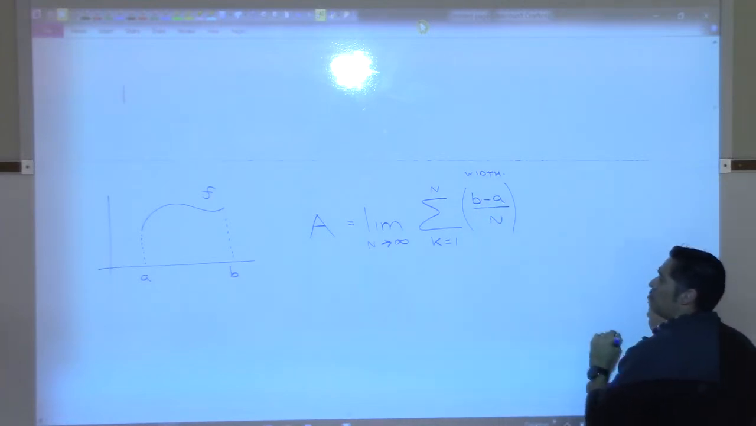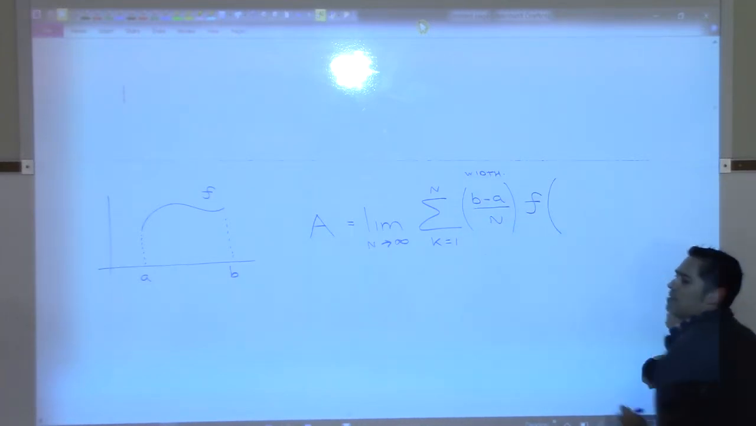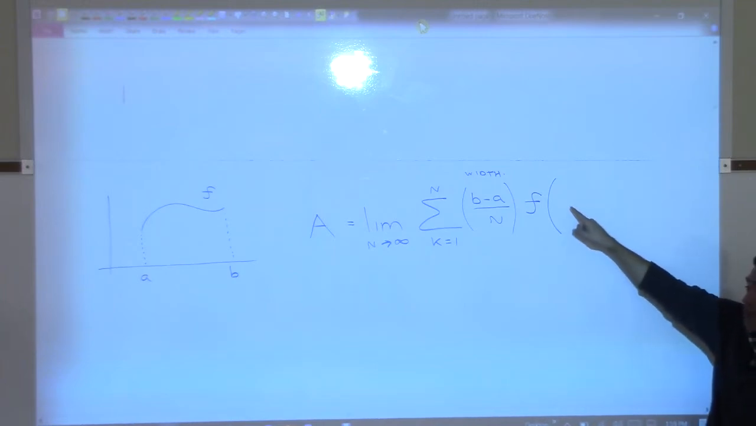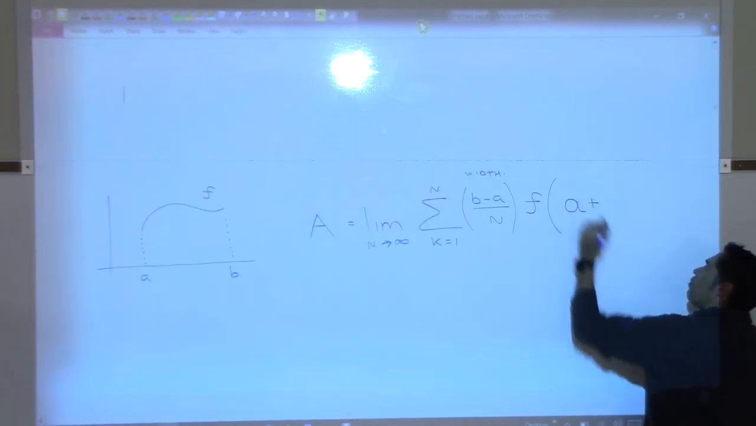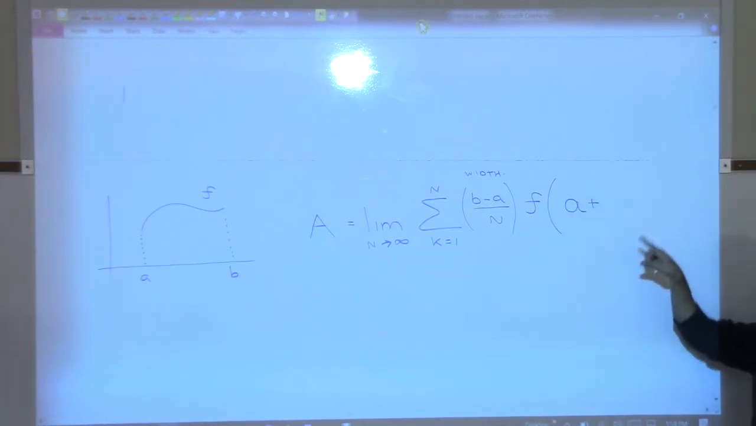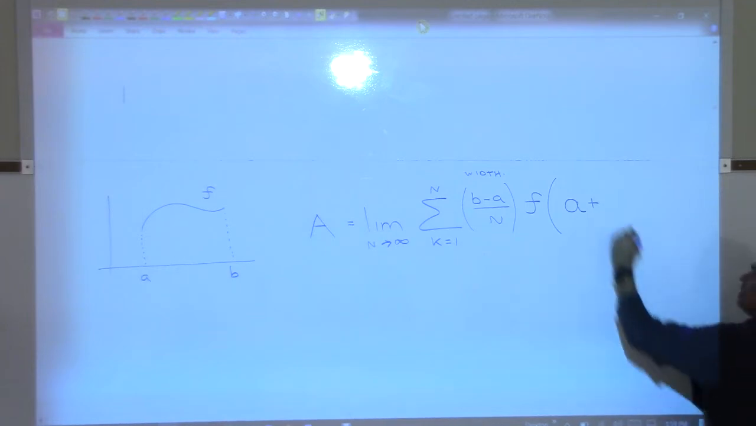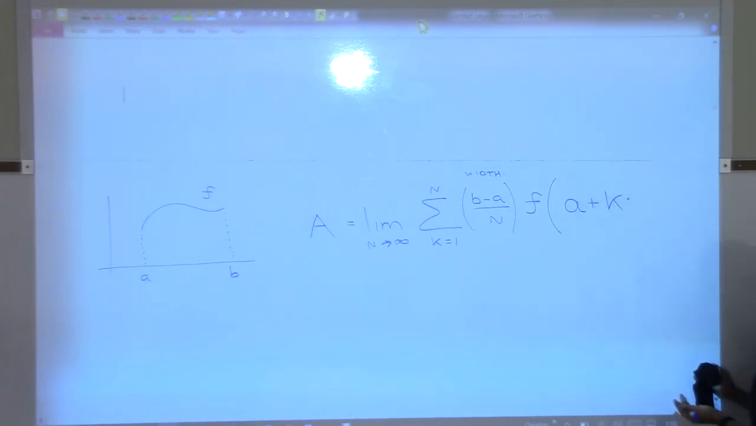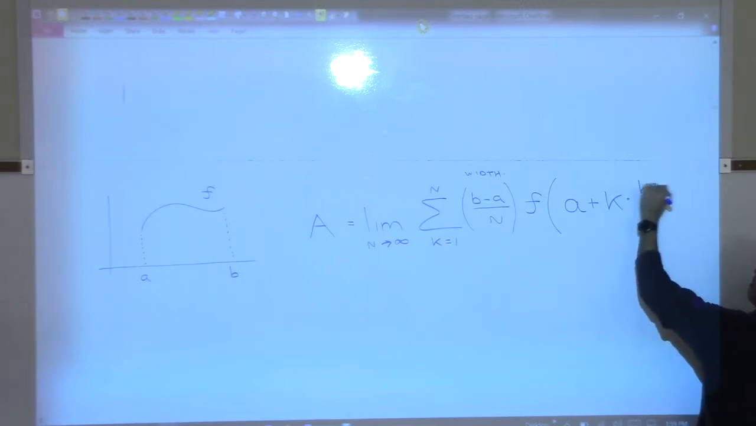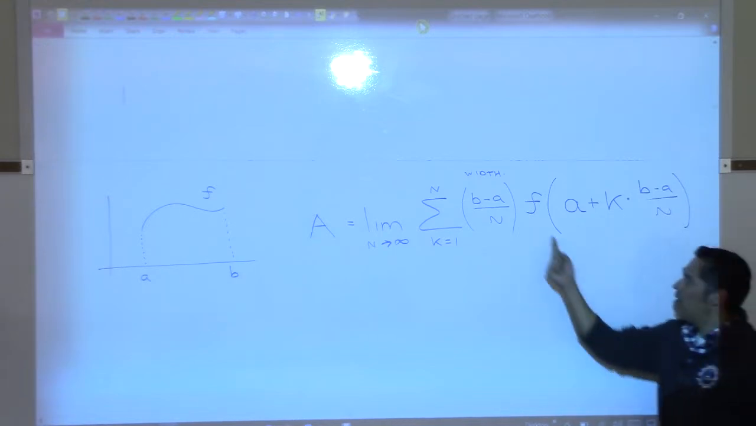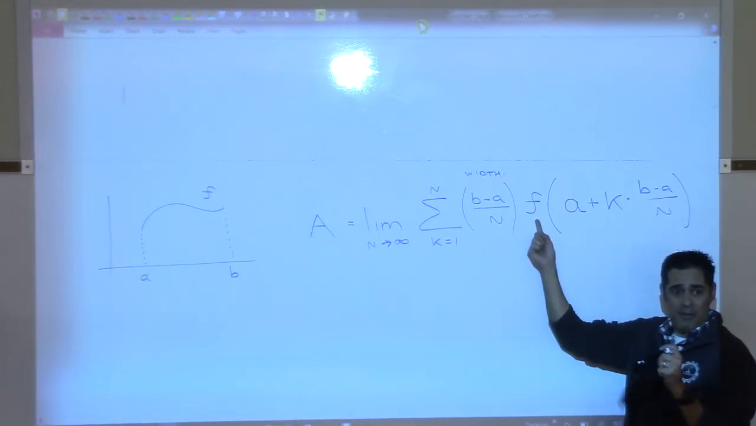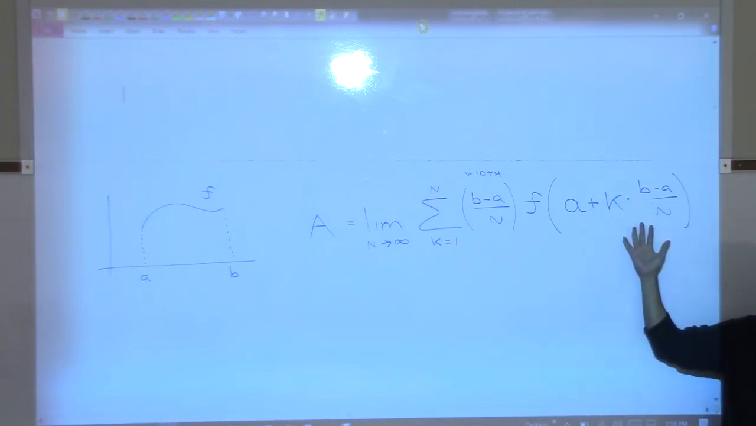And then the height of each rectangle will be f times, now, remember how we did this? We started at the left end point. What's our left end point here? A, plus, we're going to start jumping, like one jump, 2 jumps, 3 jumps, 4 jumps, right? So that's going to be k times, how big's our jump? B minus a over n. And that right there is the general formula for the true area underneath the curve, as long as you supply me with f. If you give me f, I should be able to plug that into f and get an expression.